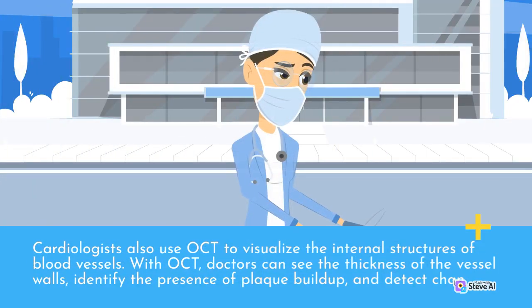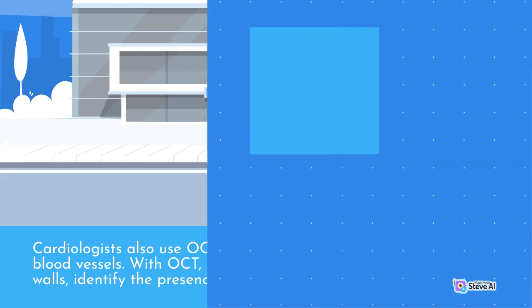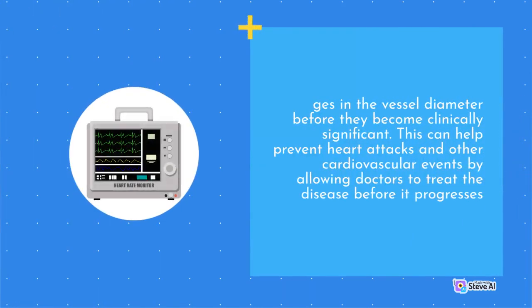Cardiologists also use OCT to visualize the internal structures of blood vessels. With OCT, doctors can see the thickness of the vessel walls, identify the presence of plaque buildup, and detect changes in the vessel diameter before they become clinically significant. This can help prevent heart attacks and other cardiovascular events by allowing doctors to treat the disease before it progresses.